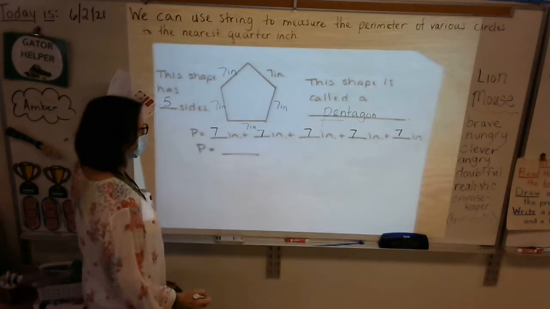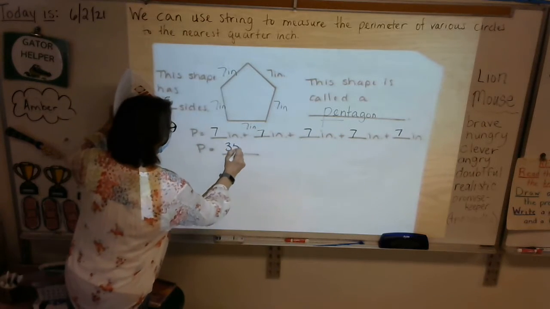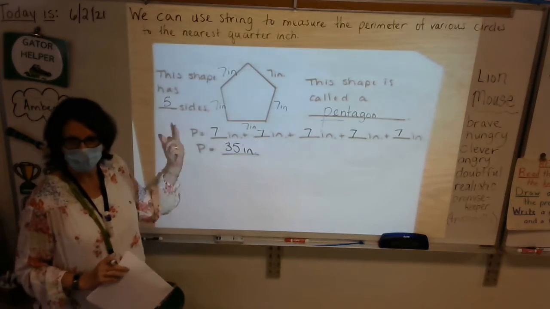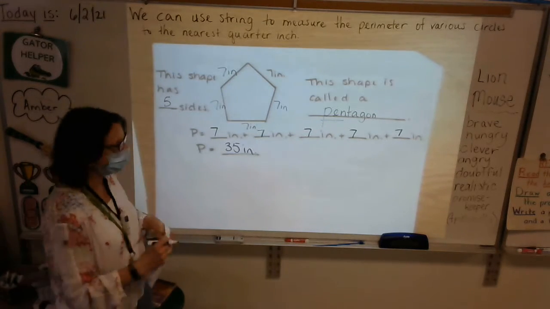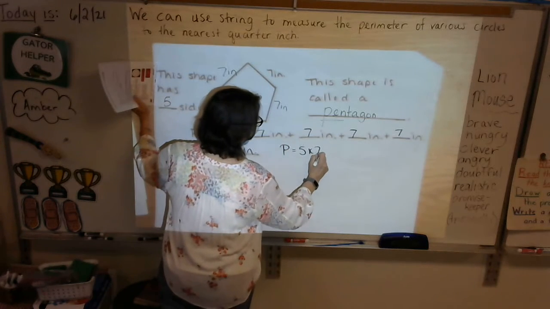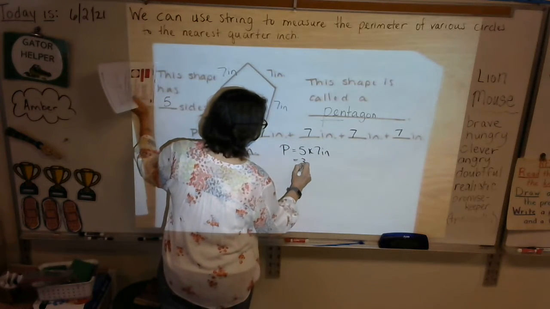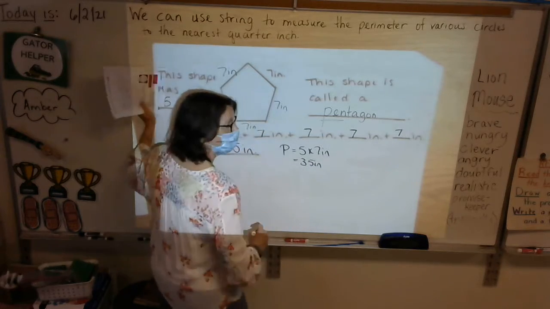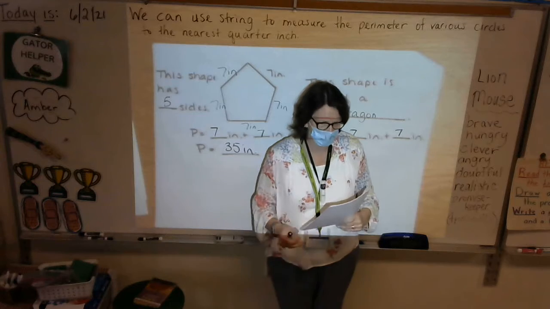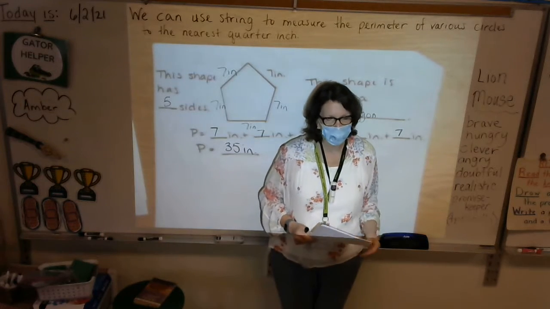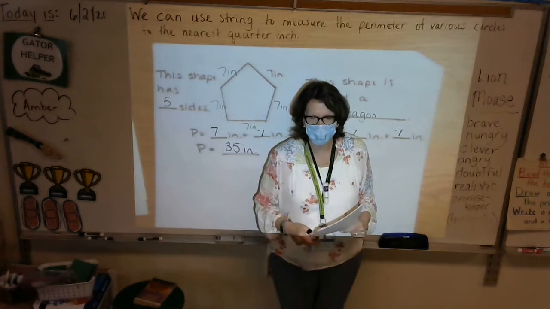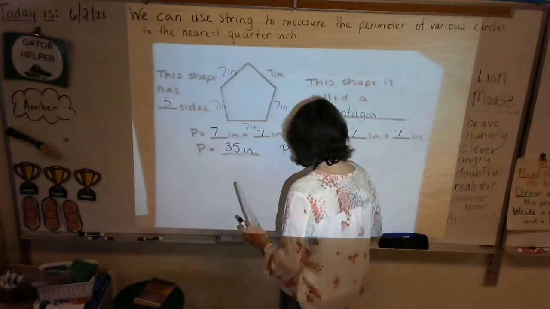Very good. 35 inches. Again, make sure you dress up your answer. It's 35 inches. You can skip count by 7 5 times. You could also say P equals 5 times 7 inches, which equals 35 inches. I think we're feeling pretty good about perimeter. Don't you guys think we're feeling pretty good about perimeter? Very good. All right. You may put those away in your green folder. That was our quick fluency. And now we're going to explore our learning objective for today.